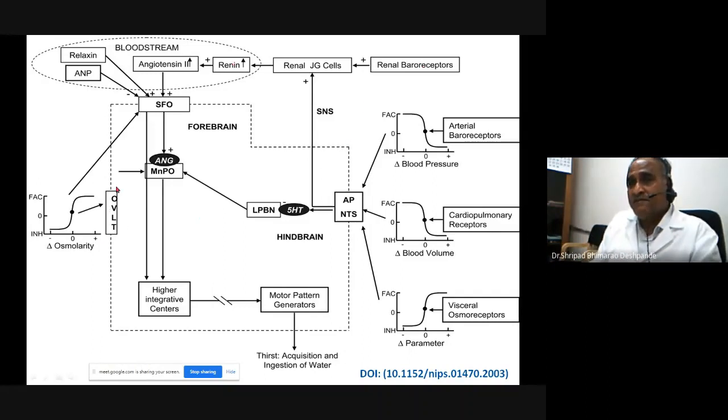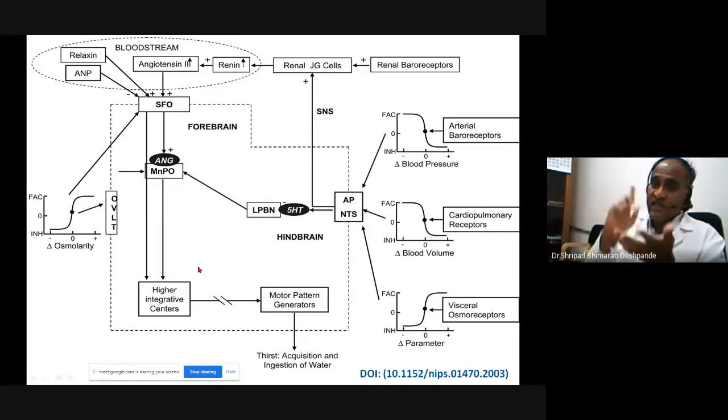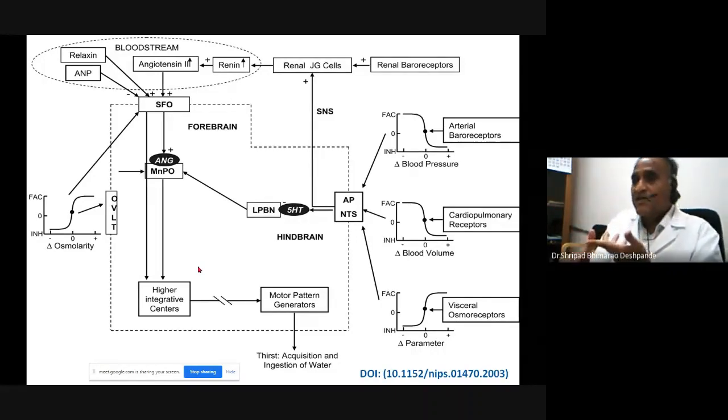Here is the OVLT. Here the OVLT is a regulator of the osmolarity. As the osmolarity increases, the OVLT detects it, and this would be passed on to the median preoptic nucleus. Now this median preoptic nucleus activates the higher integrative centers. Higher integrative centers in the sense, here the sensory cortex, the motor cortex, the limbic cortex, the cingulate gyrus, all those integrative centers are activated.